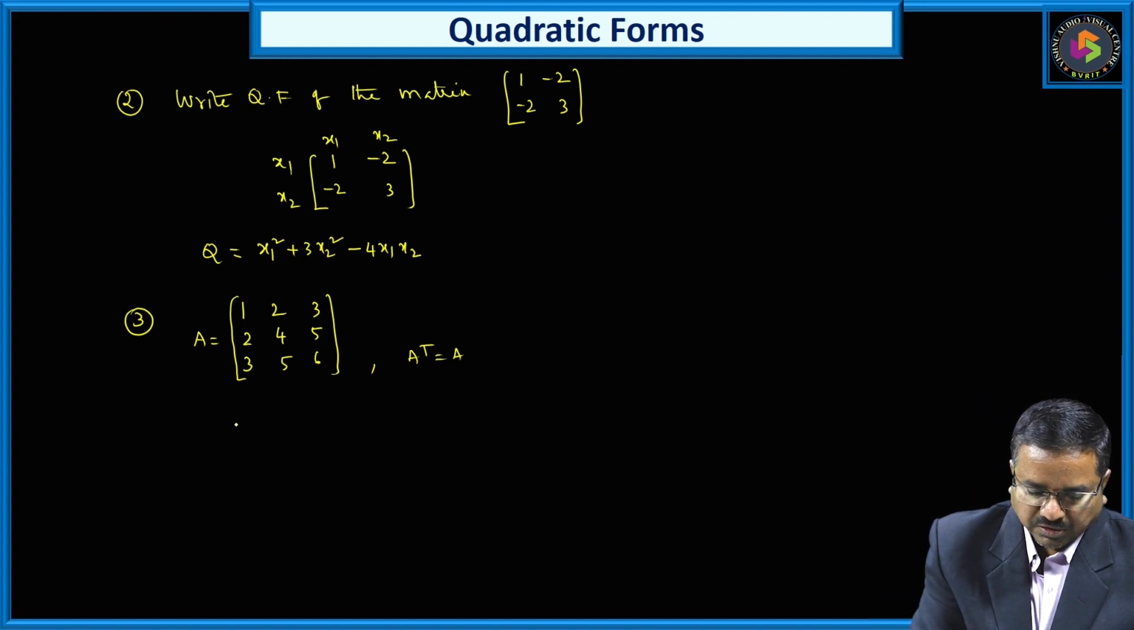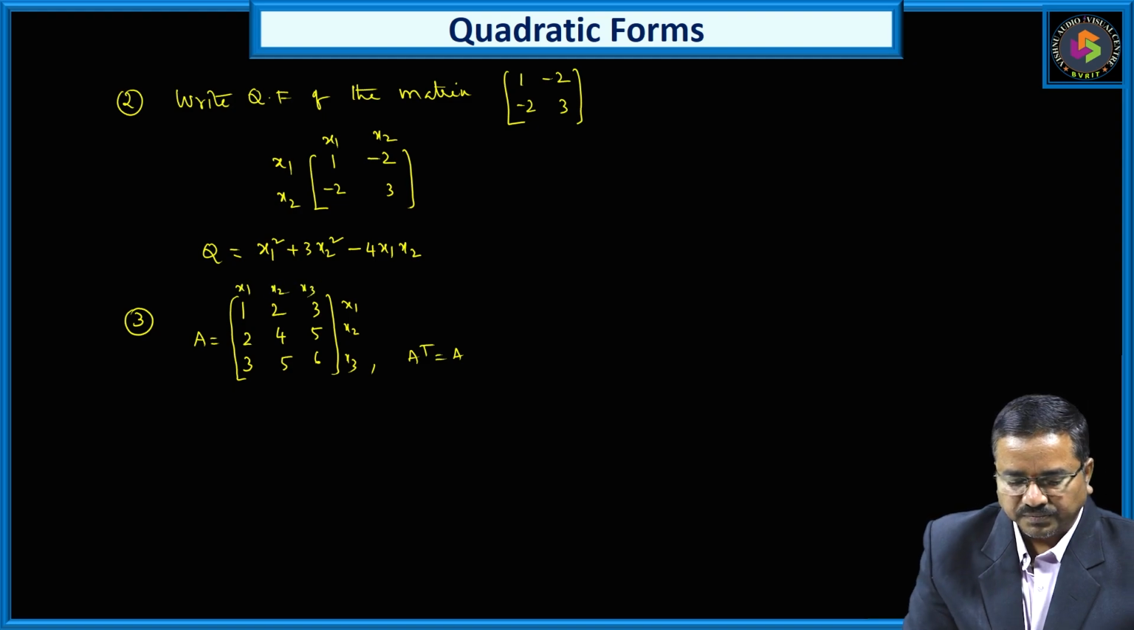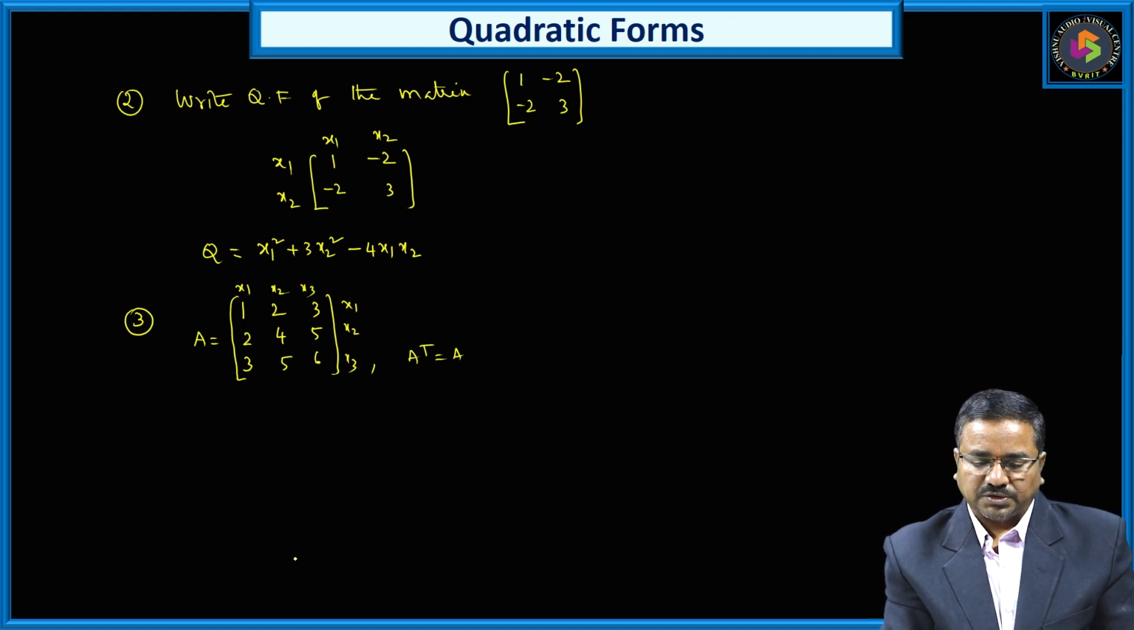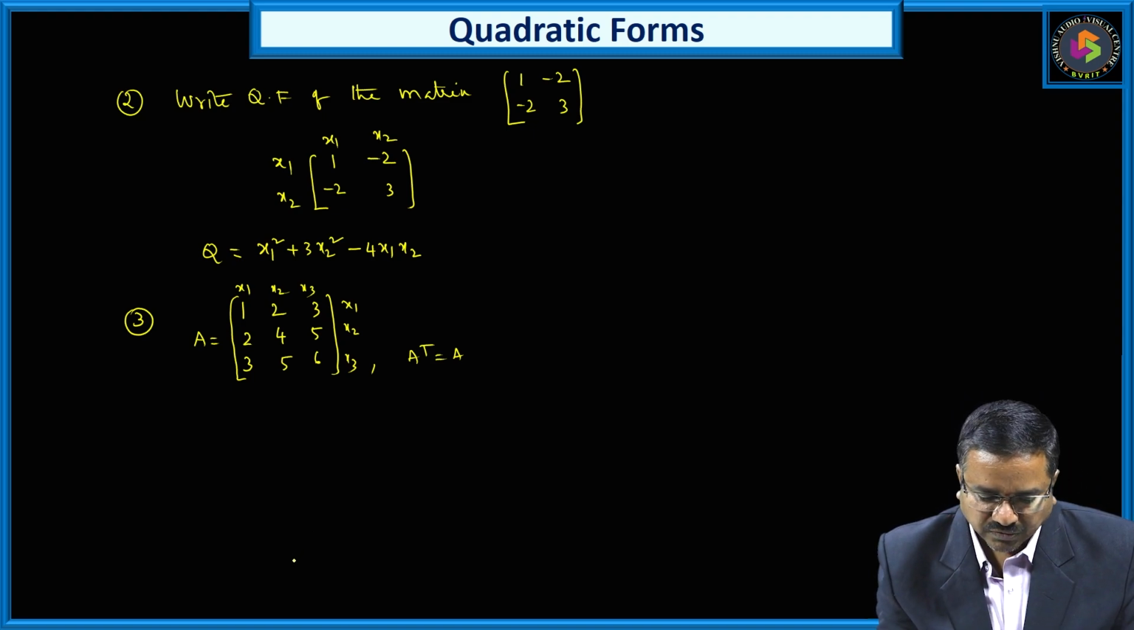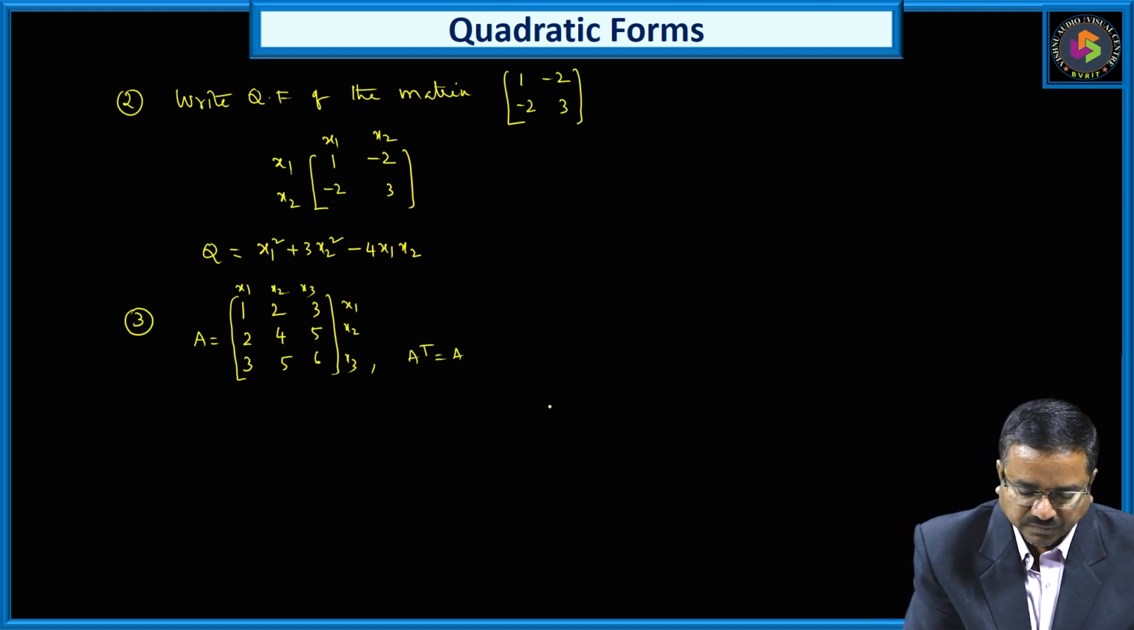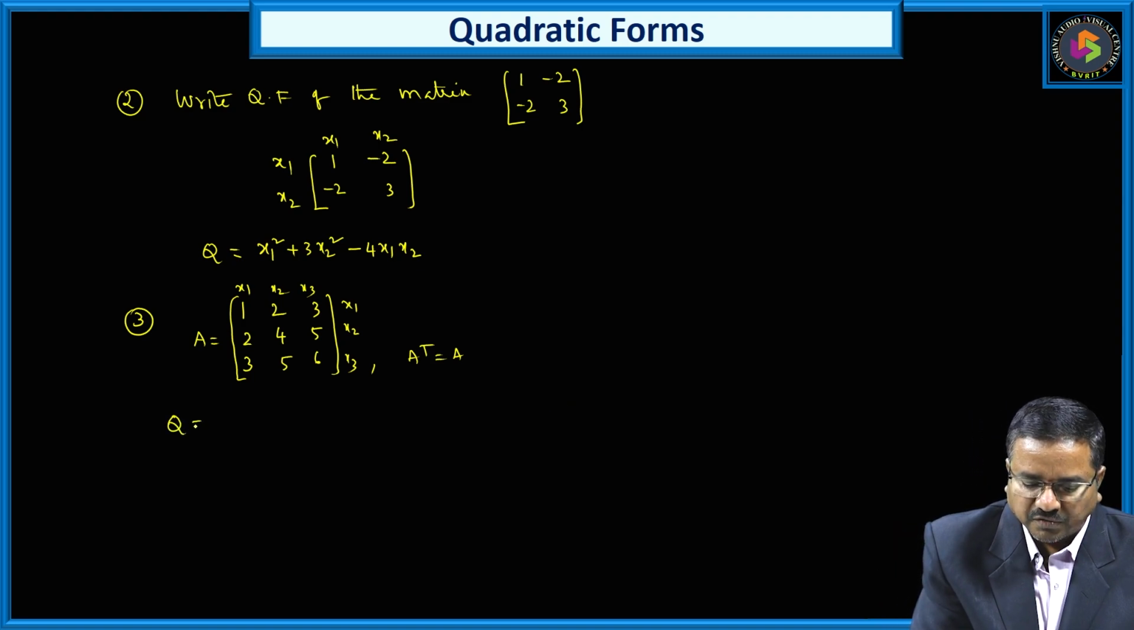So how to write it? Let us take this as x1, this as x2, this as x3. Here, this is x1, x2, x3. So better I will write it like this: q is equal to, what are you trying first?